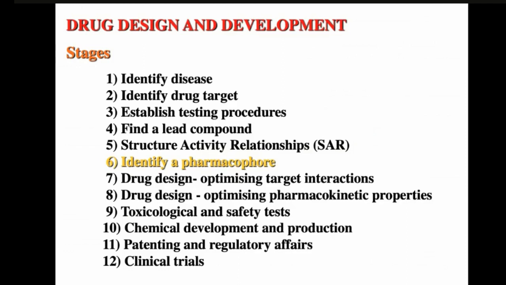So if you look at these are the various stages of the drug discovery process, drug design and development. Identification of disease, identification of drug target, establishing the testing procedure like biochemical assays, cell line assays, finding the lead molecule through that, then doing the structure activity relationship. While doing the structure activity relationship, it is very essential to identify the pharmacophore, right?